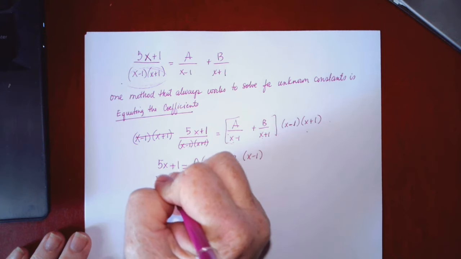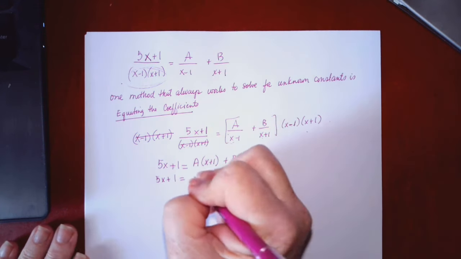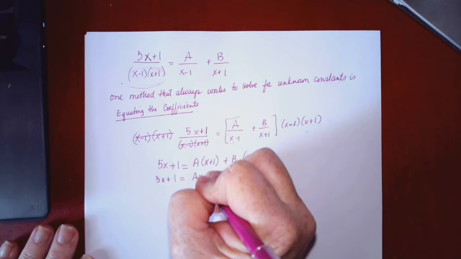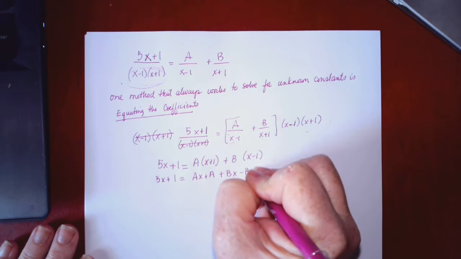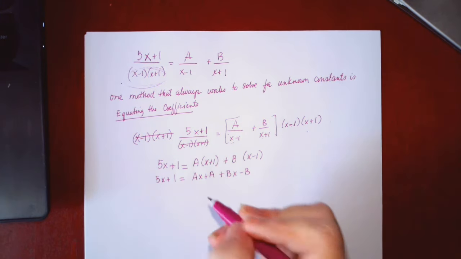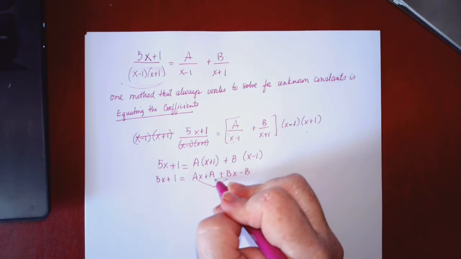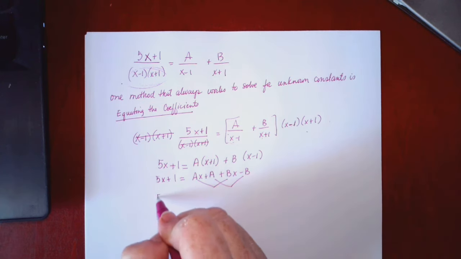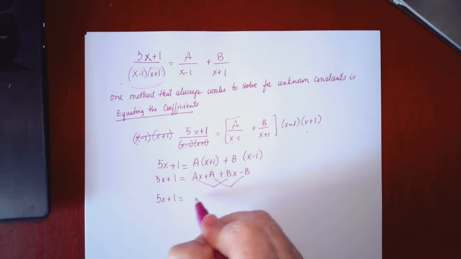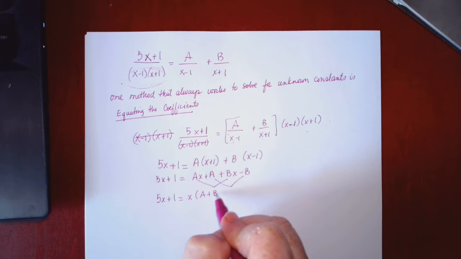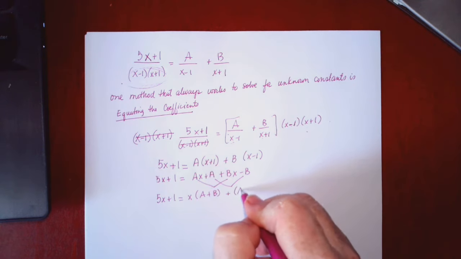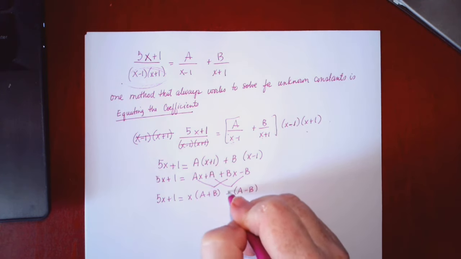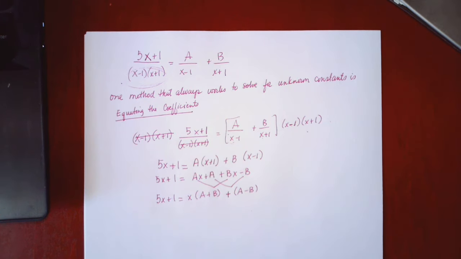So I'm going to rewrite this as 5x plus 1 is equal to ax plus a plus bx minus b. So I'm going to group the x terms together and the non-x terms together. So I will have x times a plus b, just factored an x out of those two terms, and then I have plus a minus b that are not being multiplied by x.